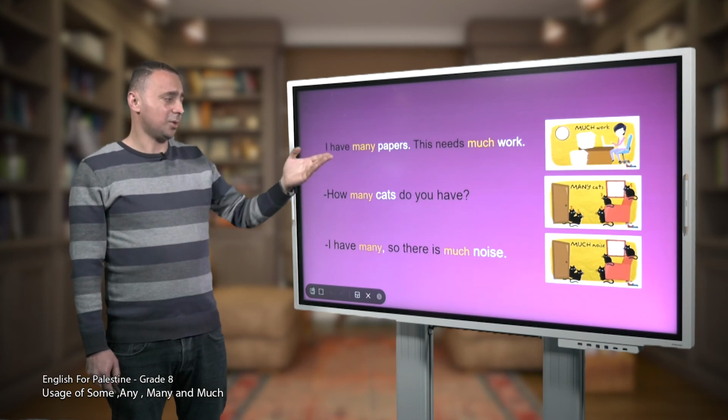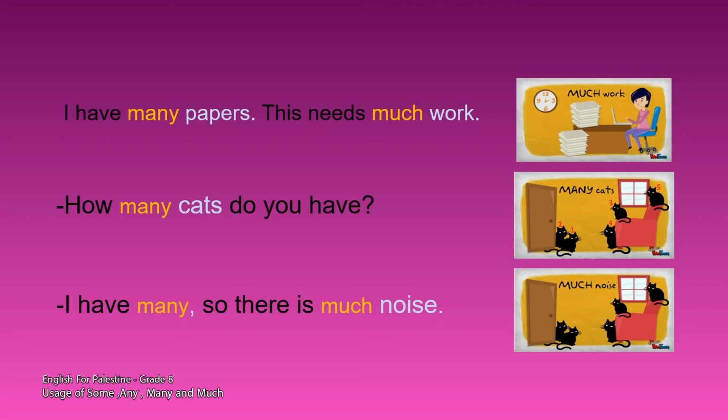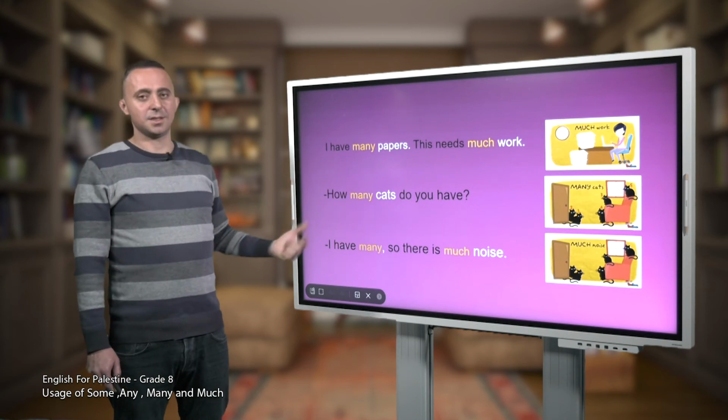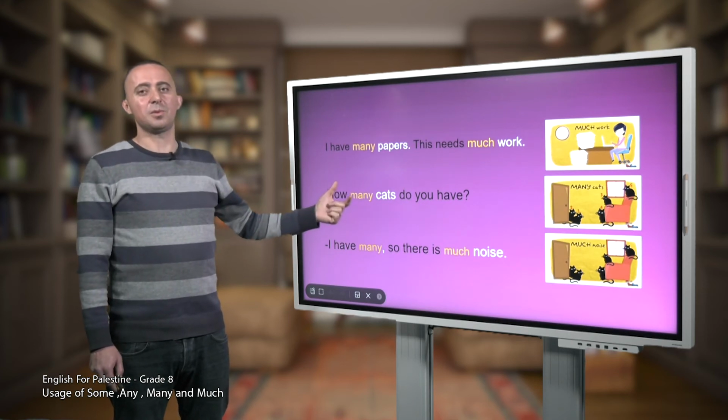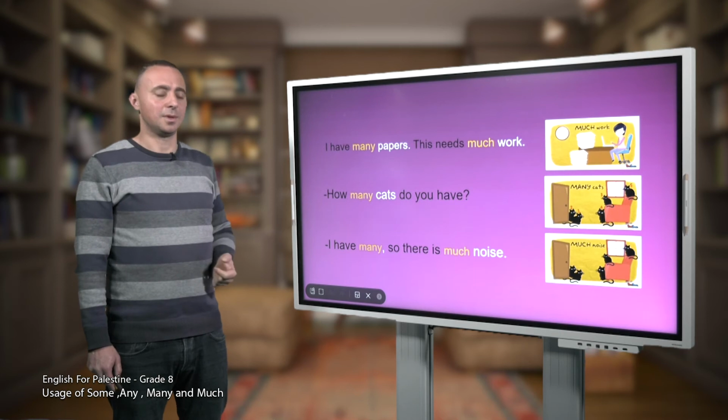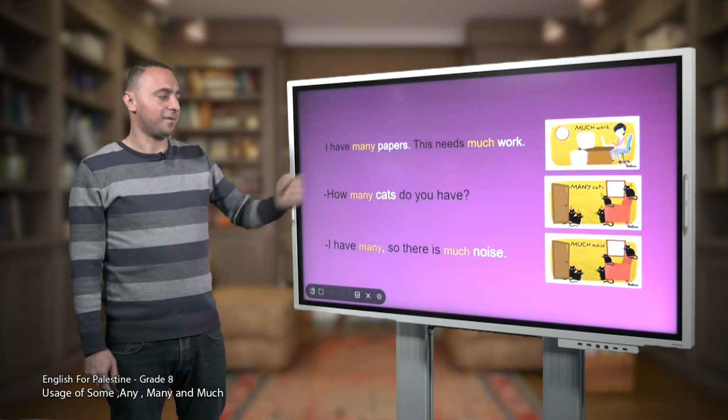What about number 2? Look at the picture. We ask, how many cats do you have? How many is followed by the word cats. Cats is a countable noun. So we don't say how much cats, we say how many cats. So how many should be followed by a countable noun. How many cats do you have?